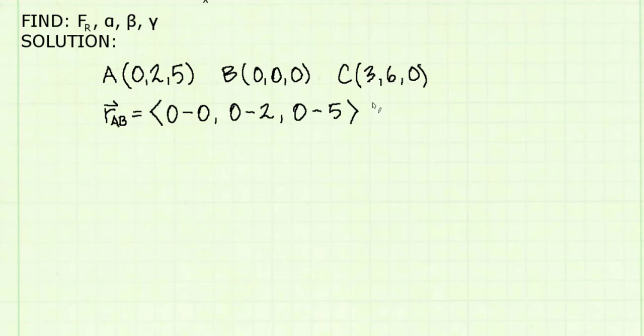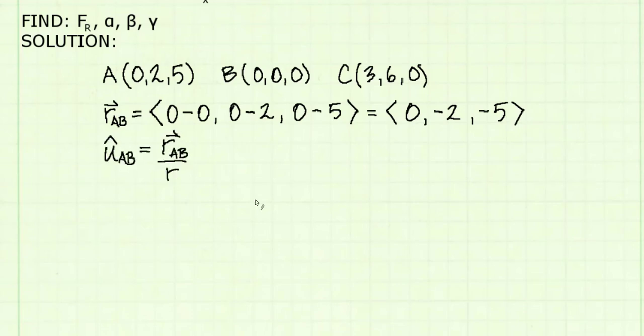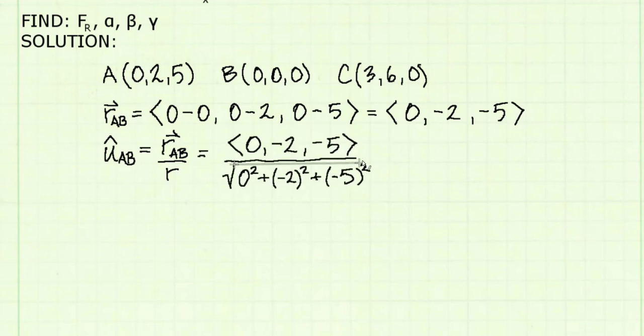I find the position vector by taking the coordinates of the endpoint and subtracting the corresponding coordinates of the start point. In this case, our endpoint is point B, and our start point is point A. Here is our position vector. I can convert the position vector into a unit vector by dividing the position vector by its magnitude. The magnitude comes out to be the square root of 29, so I'll divide the 3 terms by the square root of 29.